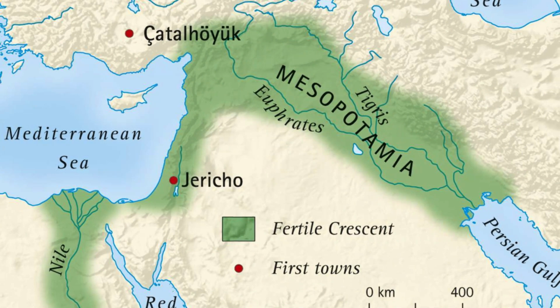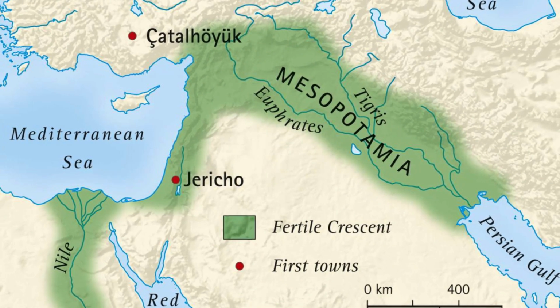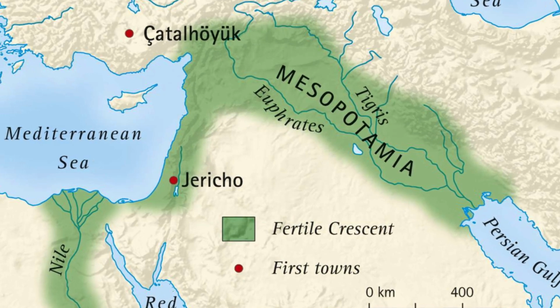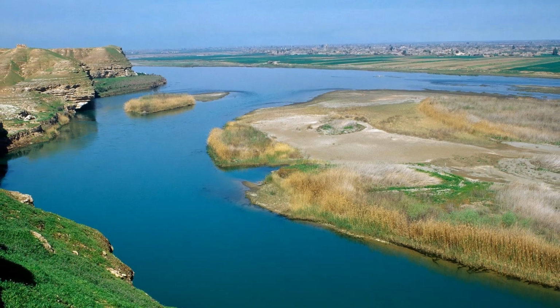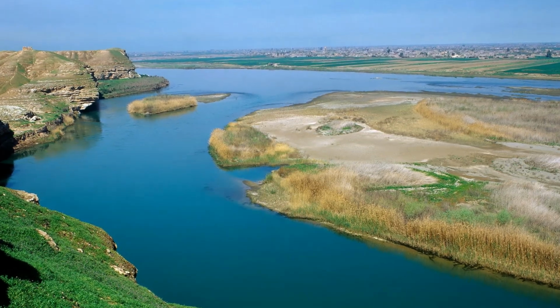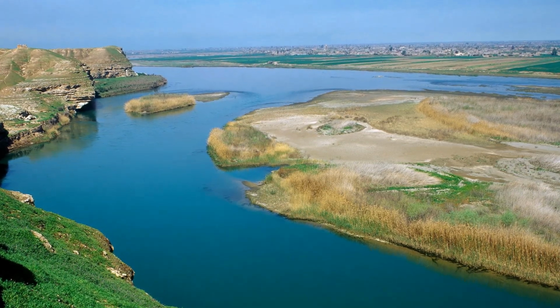Fertile Crescent. Much of Iraq lies within the Fertile Crescent, an area of land that stretches from the eastern Mediterranean coast to the Persian Gulf. This region is known for its rich soil and has historically been a center of agricultural activity and civilization.